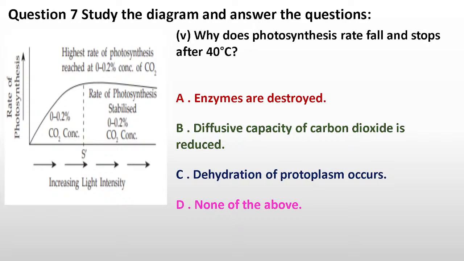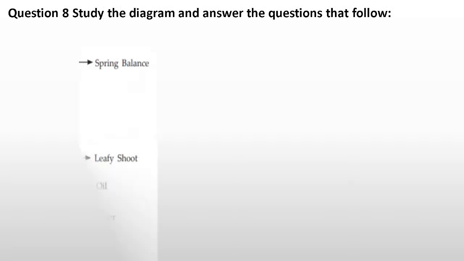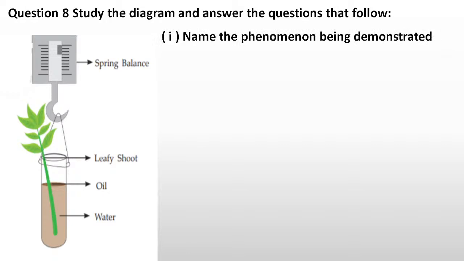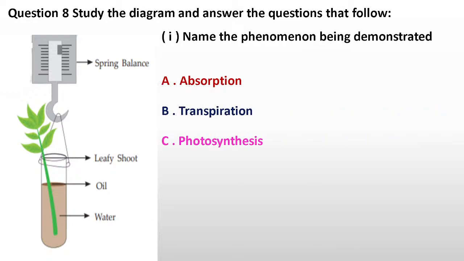And the correct answer for this question is A. Photosynthesis rate falls and stops after 40 degrees because the enzymes are destroyed. Question number 8. Study this diagram and answer. First sub question, name the phenomena which is being demonstrated in this. A. Absorption. B. Transpiration. C. Photosynthesis. D. Respiration.